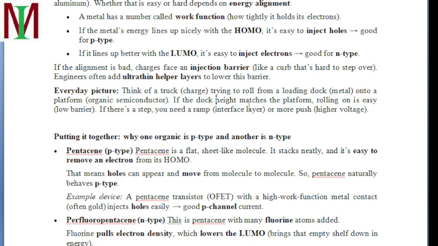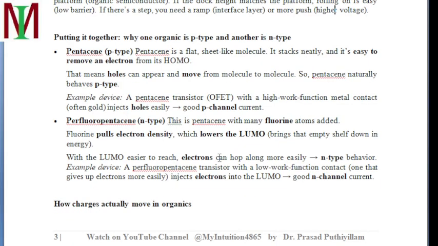If the dock height is not matching, then what we need to do is keep some ramp. Some ramp we have to keep, and we have to allow that dock to move to the platform. That is called an interface layer. For more push needed, we have to push it to fall on the platform. That is, we have to give higher voltage. So either an interface layer is required, or we have to give higher voltage in such cases.